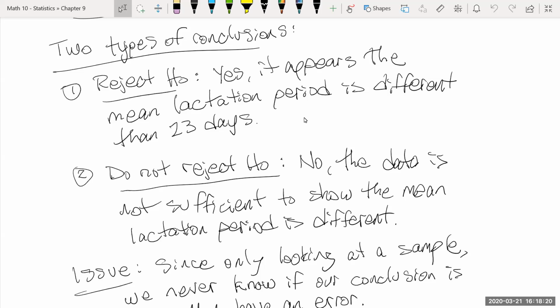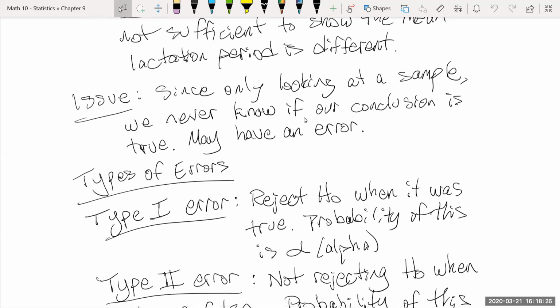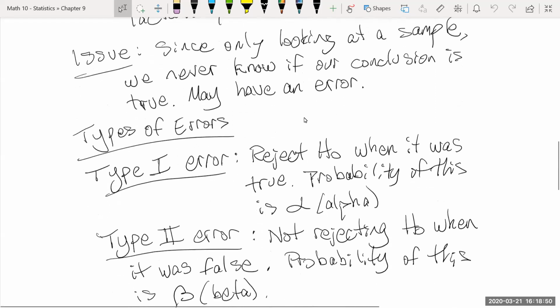All right, now we run into an issue. Since we're only looking at a sample, we never know if our conclusion is actually true. We may have an error. We're doing the best we can, but we're never going to know if we came to the right conclusion or not, because we're basing our conclusion on the sample. If we had all of the population data, it may have come to a different conclusion than what we came to. So we may have made an error. And there are two types of errors that we might run into.